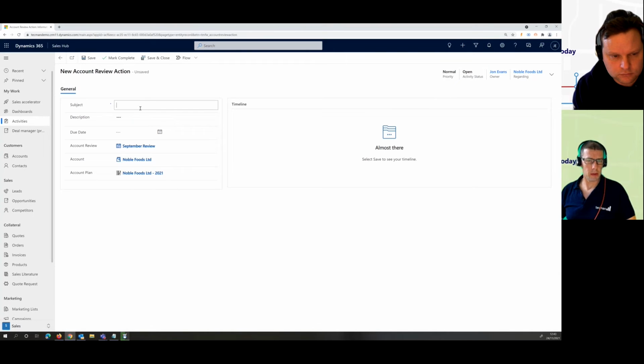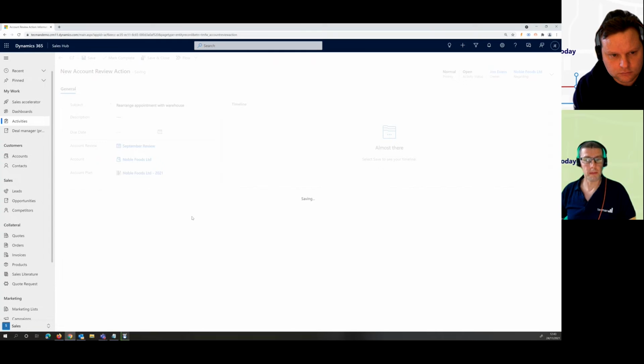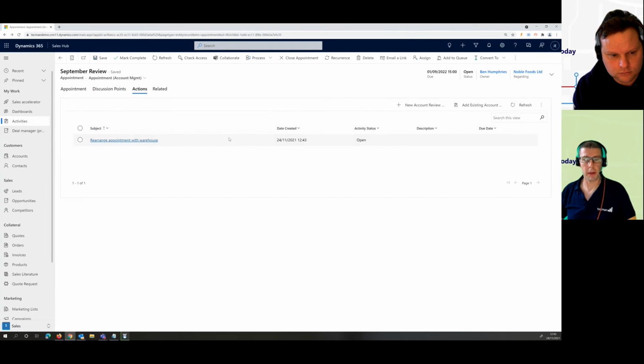So it could be rearrange appointment with warehouse. So that gets added in there. So we start having our actions in there as well.